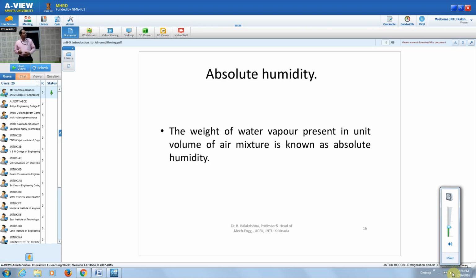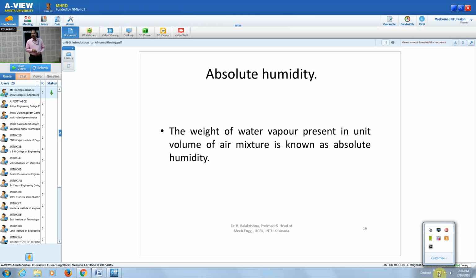Next, the absolute humidity. The weight of the water vapor present in unit volume of air mixture is known as the absolute humidity. Next slide.